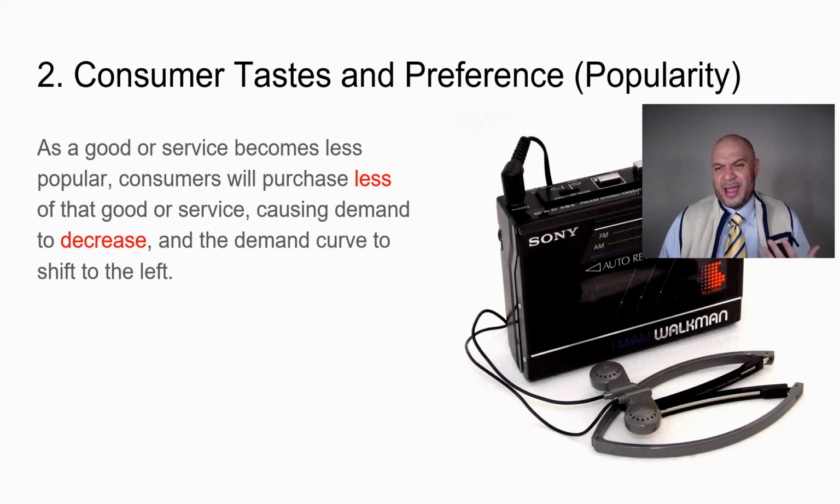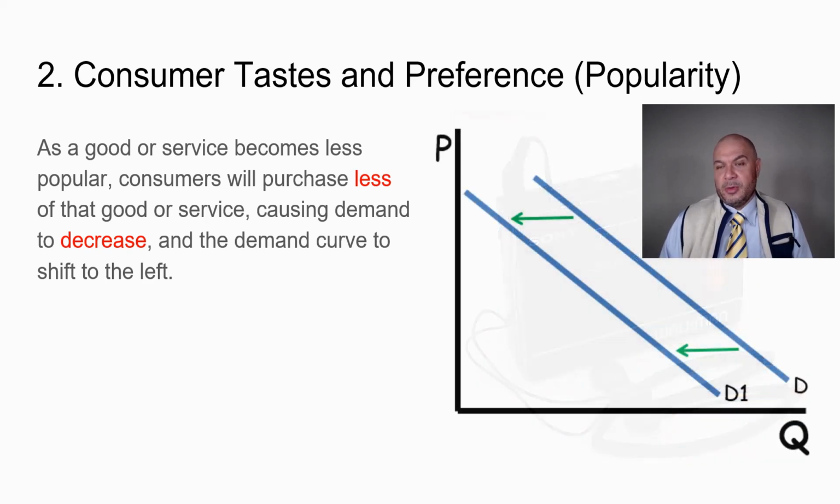Next item. I hope you know what this is, but a lot of you might not. This is what we call a Walkman. This is very old, like late 80s, early 90s, all right? As a good or service becomes less popular, consumers will purchase less of that good or service, causing demand to decrease and the demand curve to shift to the left. So in this case, for the Sony Walkman that you see, what's going to happen to our demand curve? How many of you were just itching to go out and buy a Sony Walkman? Oh, nobody, right? So therefore, the demand for a Sony Walkman is going to decrease, shifting the demand curve to the left.